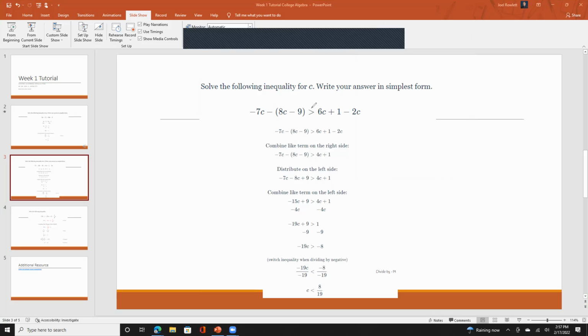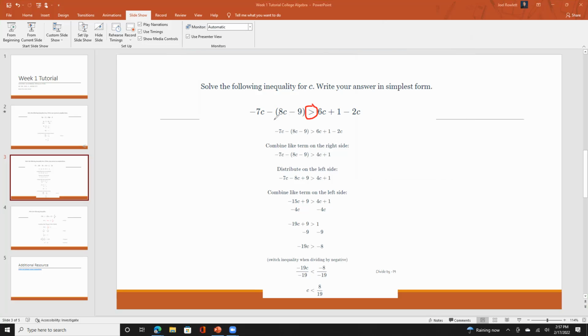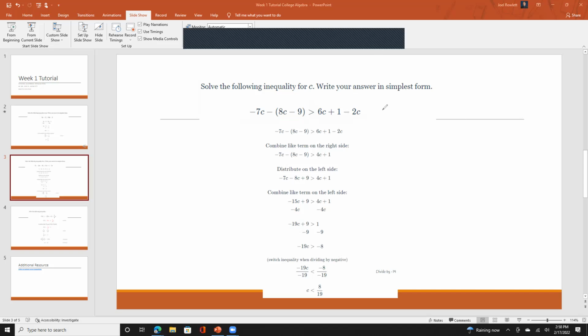Notice that this time our inequality is greater than, and all it is really saying at this point is whatever we have on the left side must always be greater than what we have on the right side. And we want to know what values of C we can substitute into this expression so that it is true. That's what we're looking for. Again, we're just going to use algebra and go from there.